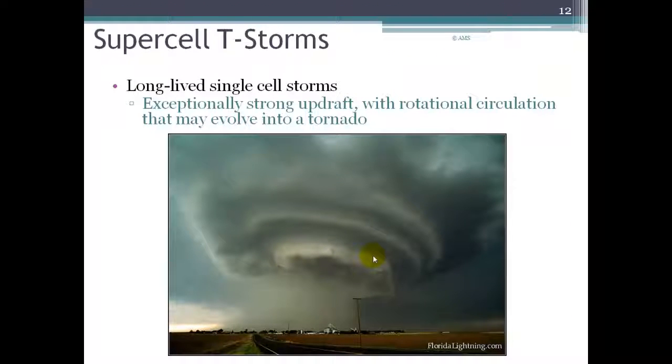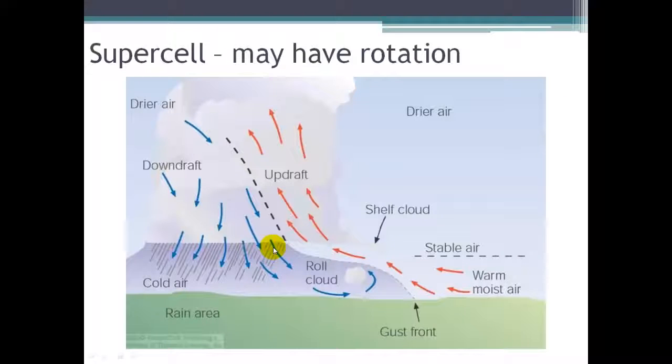A third classification of thunderstorms is something called a supercell thunderstorm. It's a single cell, but it's a very intense, long-lived single cell with an exceptionally strong updraft and a cell that has taken on some rotational circulation. These guys often develop into tornadoes. So here's a picture of a supercell. You can see just a very ominous-looking thunderstorm, and you can see that it's taken on some rotational movement here.